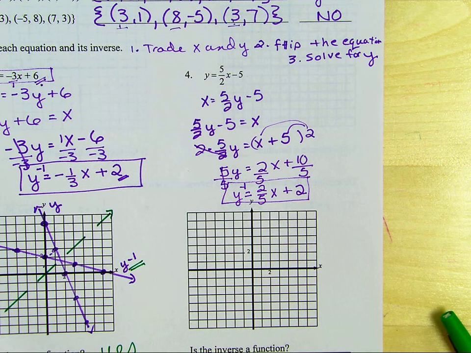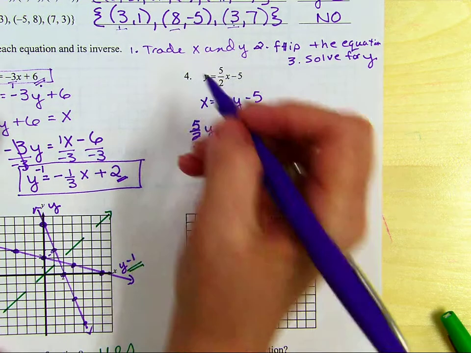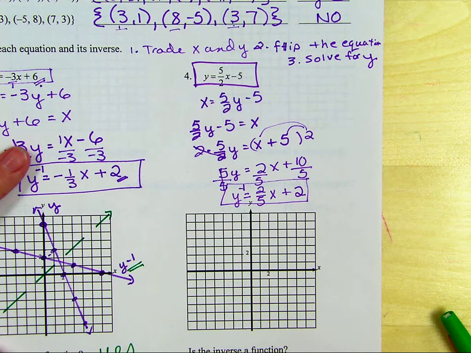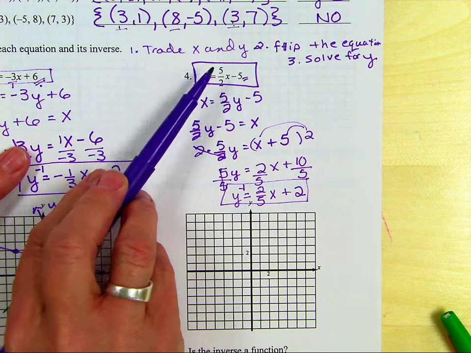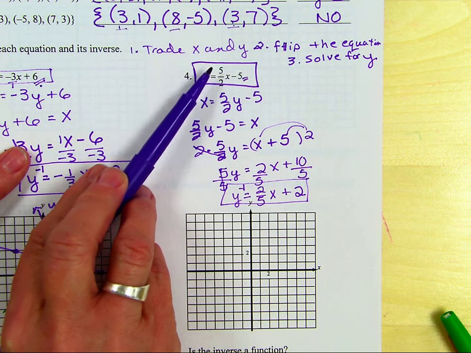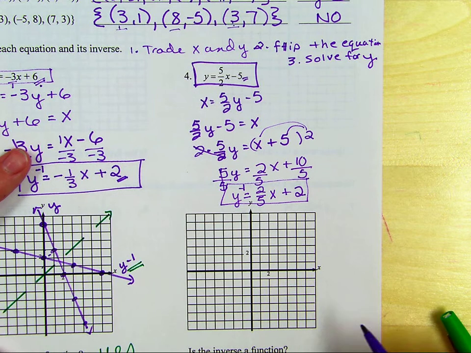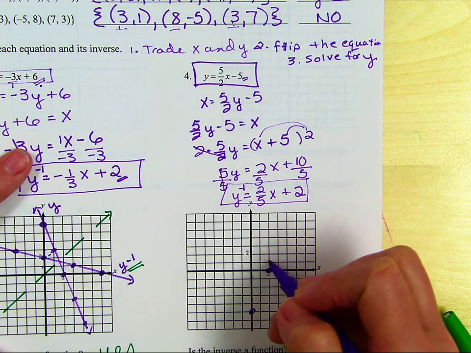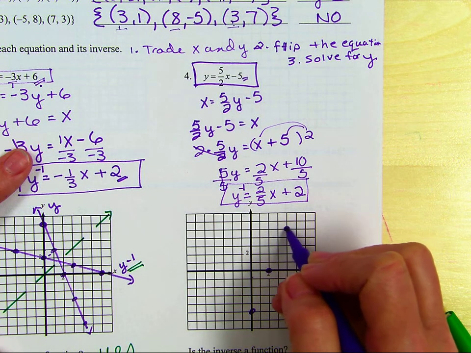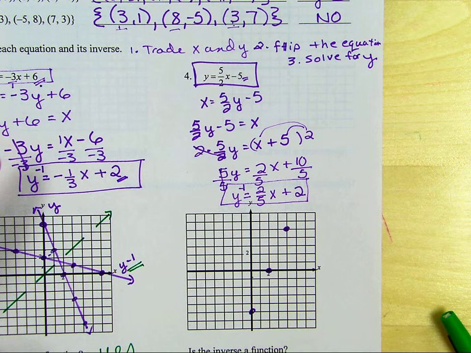All right, let's go ahead and graph both of these. First, we're going to graph the original. Begin at negative 5, positive slope, so I'm going to move up 5, right 2, up 5, right 2. And this is my original, so I'm going to call it y.